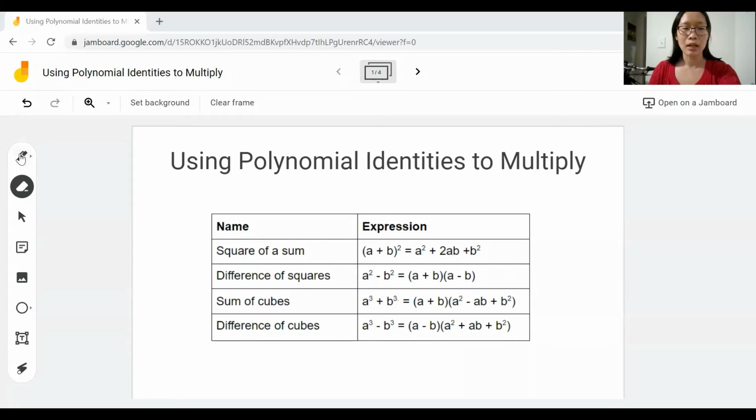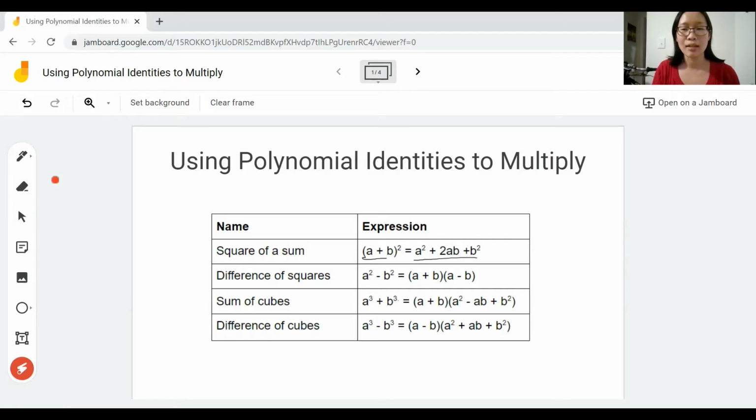Hi, I'm Ms. Cho, and in this video, we'll look at how to use polynomial identities to multiply polynomials more efficiently. Polynomial identities are basically mathematical statements where we have a polynomial on the left and a polynomial on the right. And we're just saying that the left-hand side is always equal to the right-hand side, no matter what you choose for A and B.